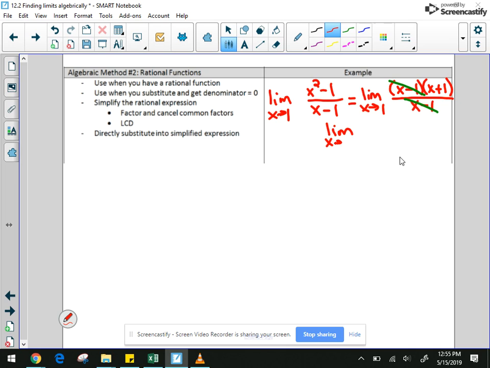The limit as x goes to 1 of x plus 1. In this simplified version, now I can directly substitute in. When I directly substitute in a 1, I get a value of 2.